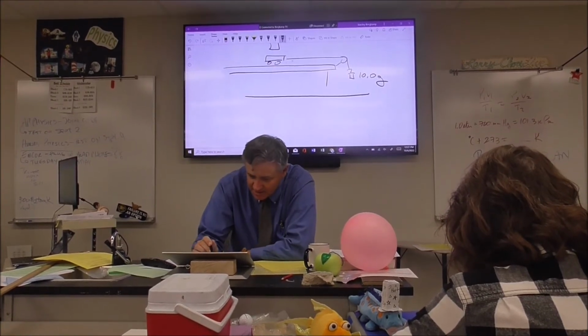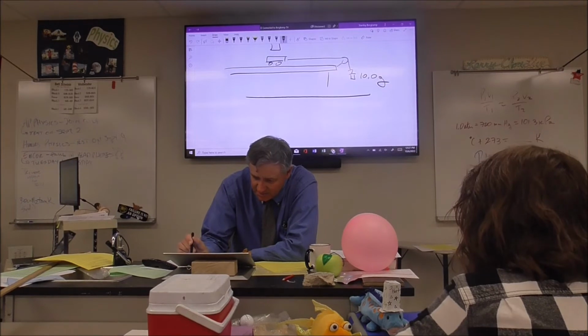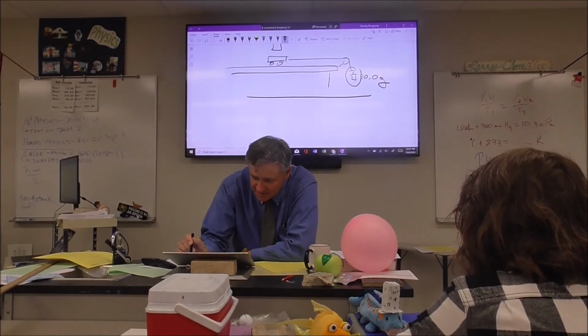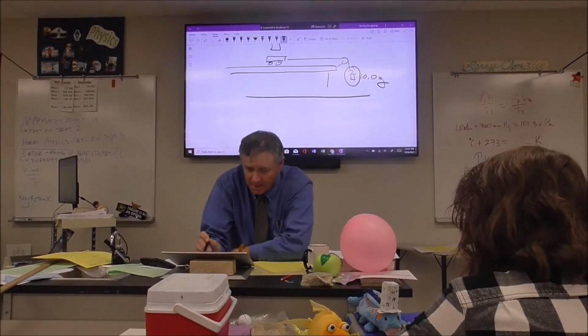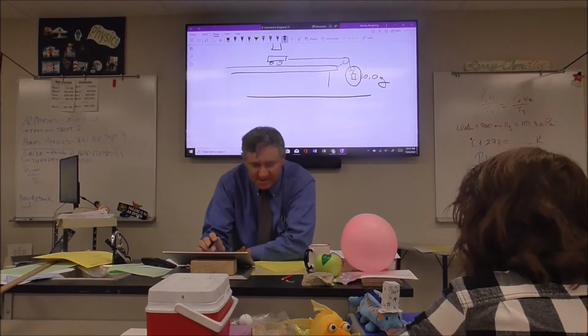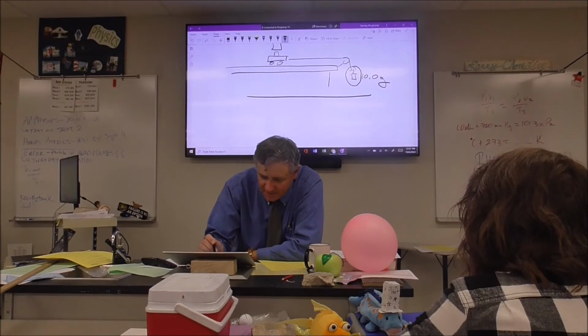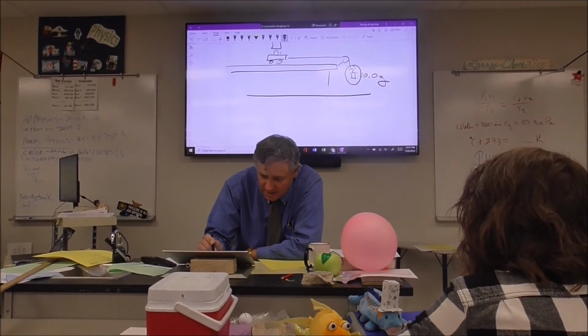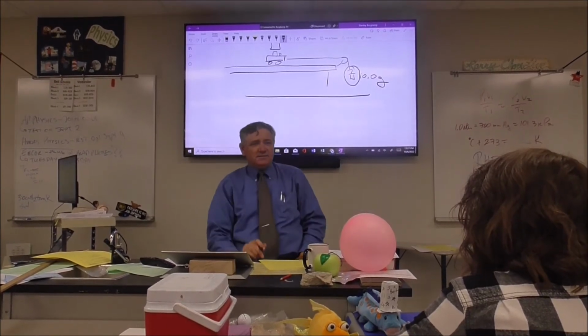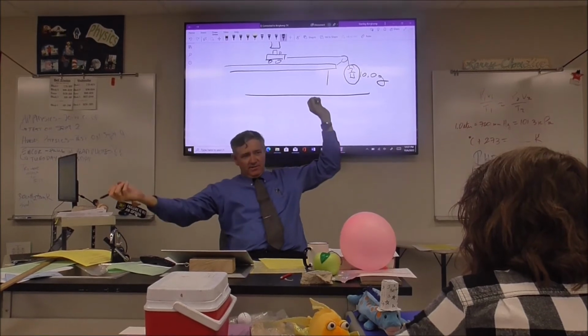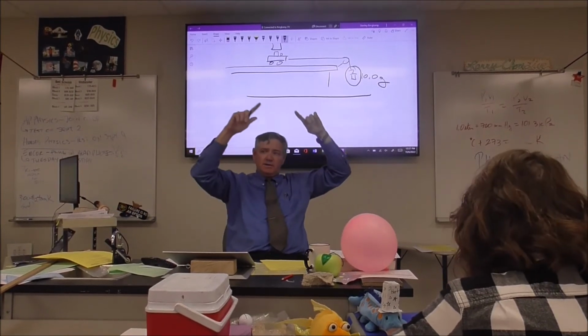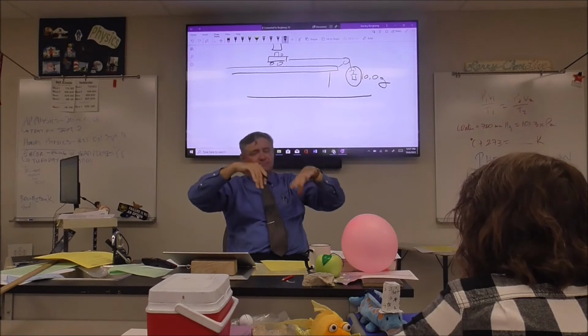You're going to take a string and put a tiny little 10-gram mass on the end of the string. That's going to go up and be attached to a cart. And the cart itself is going to have a 500-gram mass, and it's also going to have a 20-gram mass. So visualize this. I have a 10-gram mass here, a 20, a 500, and the cart itself.